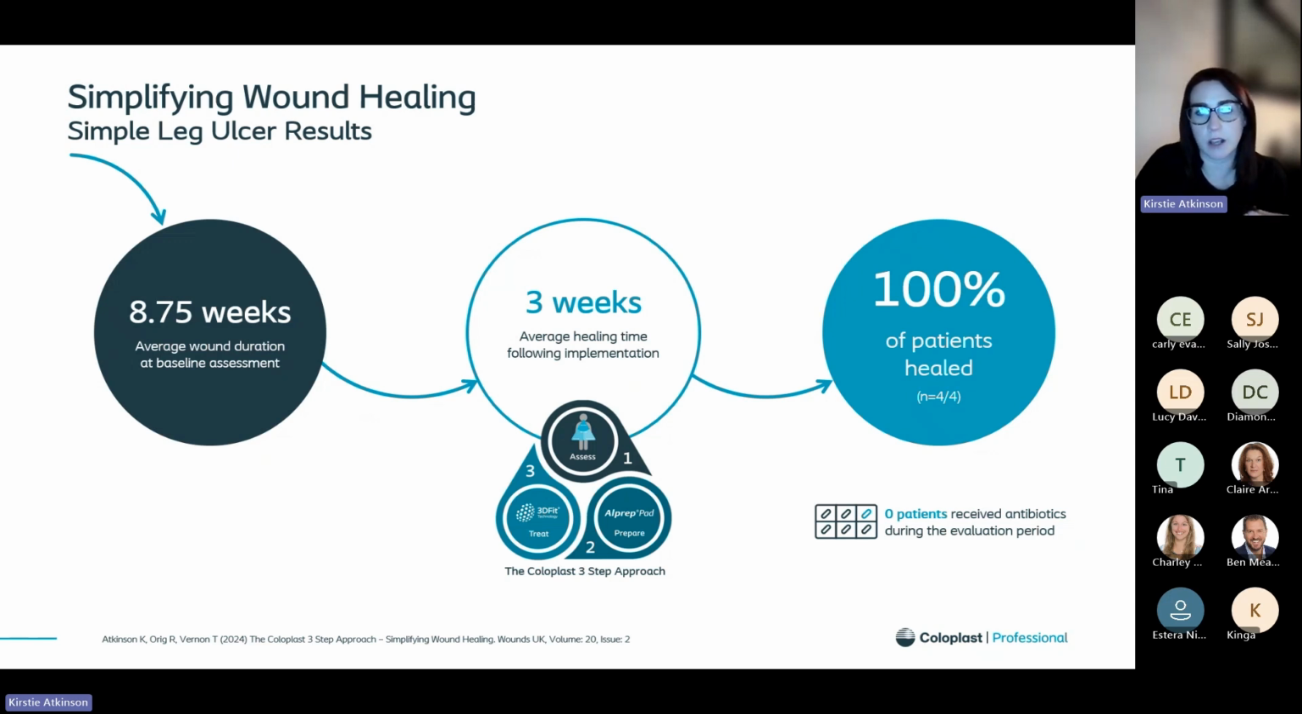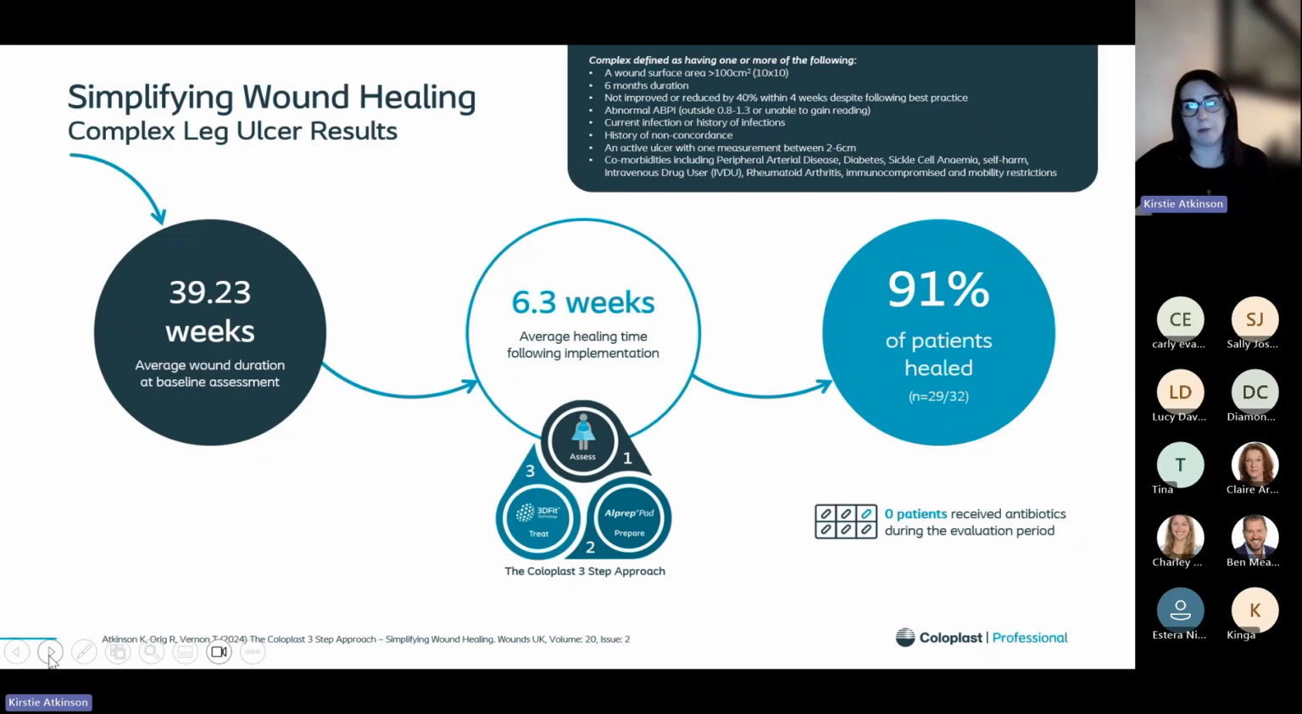So this is the category that the National Wound Care Strategy have said had 75% healing within 24 weeks. Following the Coloplast three-step approach, we've got 100% of patients healing in 3 weeks with leg ulcers that aren't complicated by other conditions. So it's a considerable difference in the length of time.